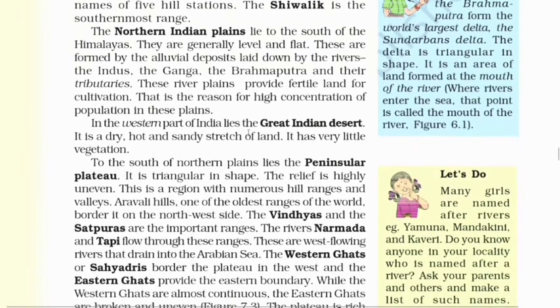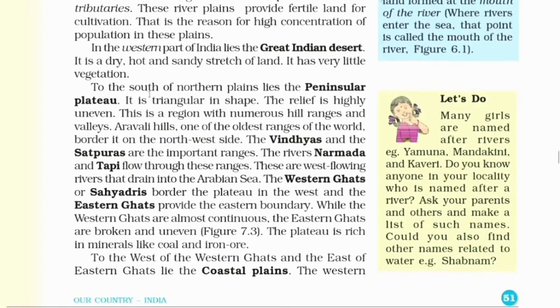In the western part of India lies the Great Indian Desert. It is a dry, hot, and sandy stretch of land. It has very little vegetation. To the south of the northern plains lies the peninsular plateau. It is triangular in shape. This relief is highly uneven. This is a region with numerous hilly ranges and valleys.